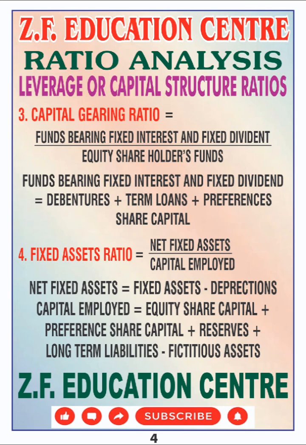Next is fixed assets turnover. Fixed assets ratio is equal to fixed assets by capital employed. Fixed assets means net fixed assets, which is fixed assets minus depreciation. Capital employed is equity share capital, preference share capital, reserves, long-term liabilities. From that, subtract the fictitious assets. So the formula of capital gearing ratio and the formula of fixed assets turnover ratio you can clearly see on your screen.